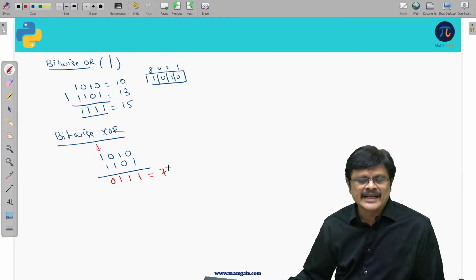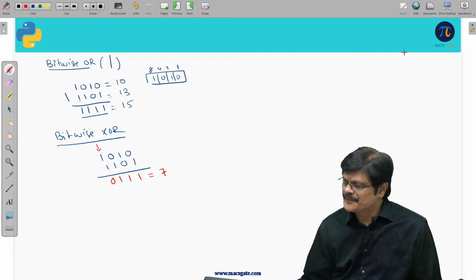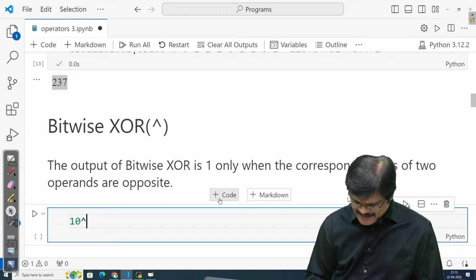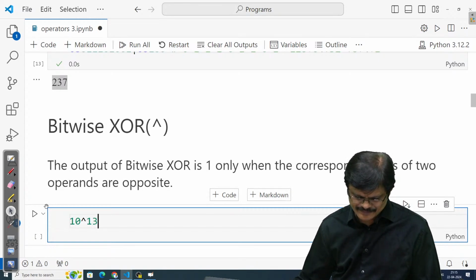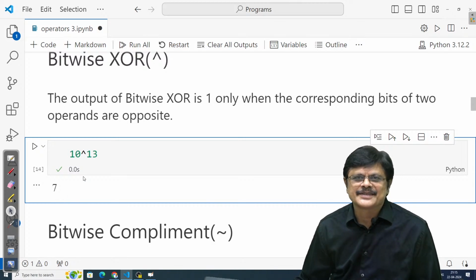So you can take 10 and 13 XOR and let us see what is the required answer. What is XOR of 10 and 13? 10 XOR 13. So what is the answer? 7 is the answer, my dear friends.